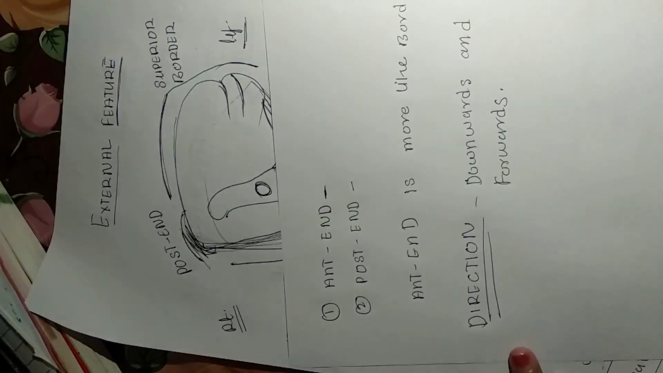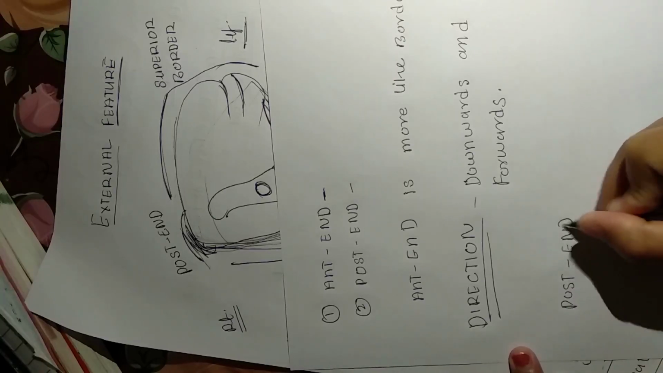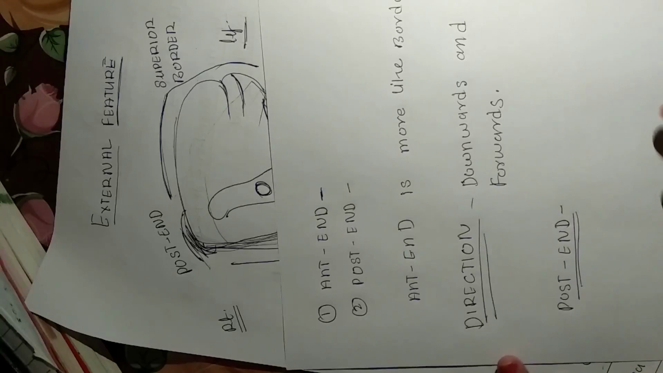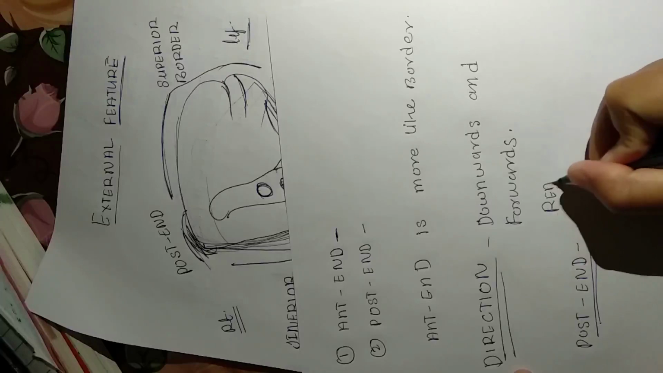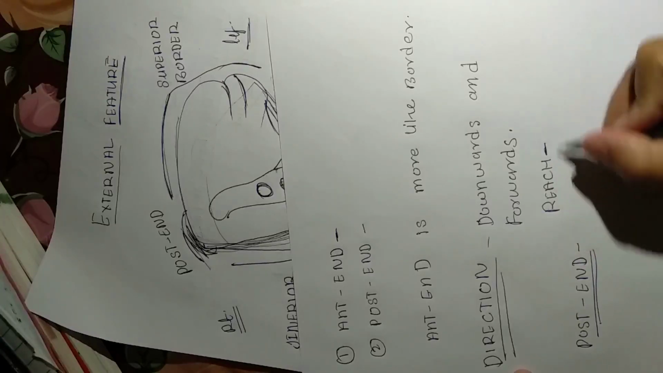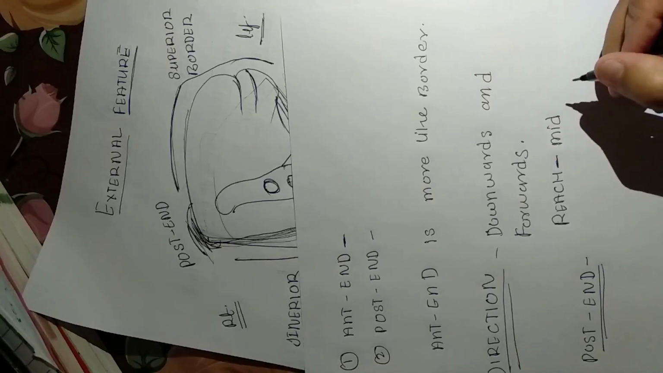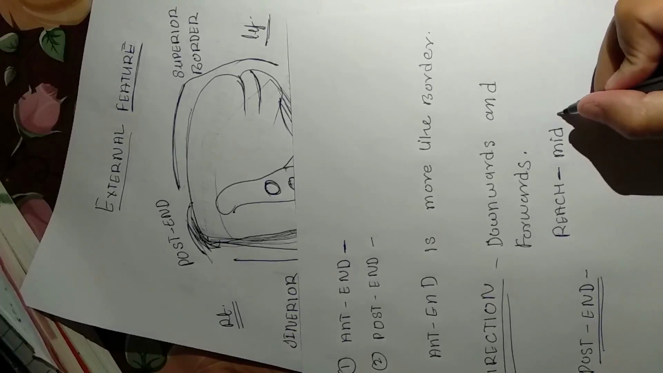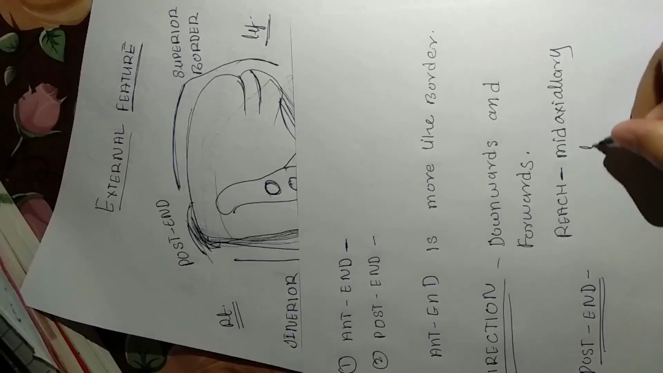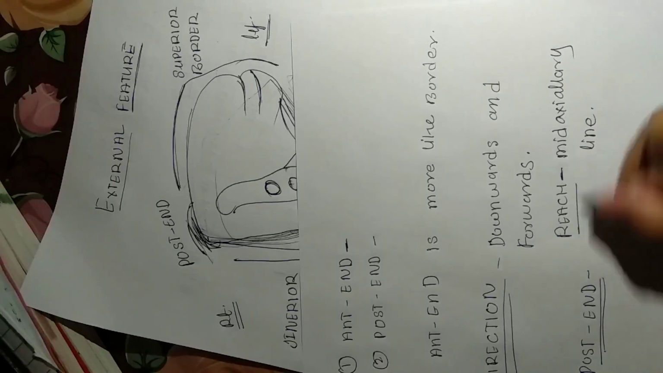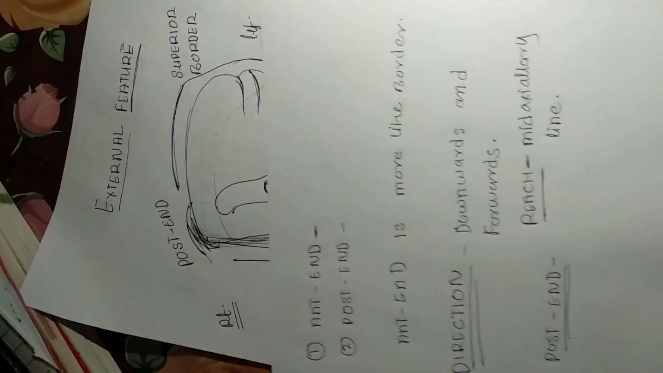Now posterior end. Sorry. Now second point is reach. Where does it reach? Mid axillary line. It reached till mid axillary line. Two points we have to study, like direction and reach.